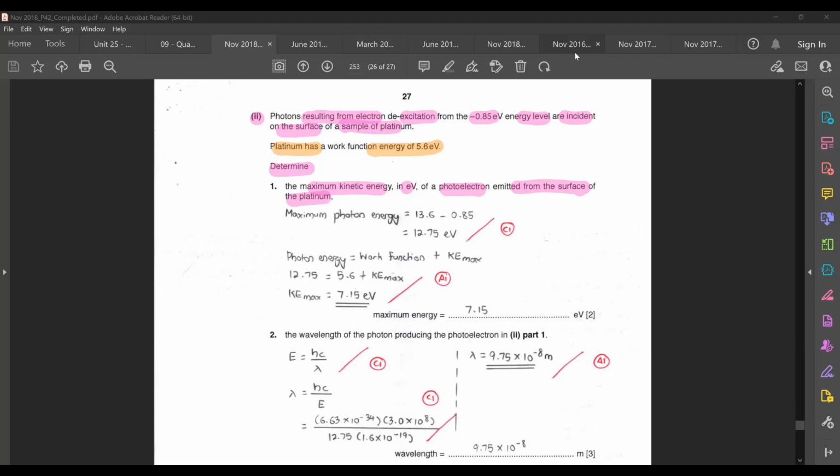So let's imagine right now that you have a platinum surface. This is your platinum. Let me just write it out. This one is your platinum. And then you have the photons coming over from the de-excitation of your electrons from the previous case. So you have all these different photons coming in here, right? Let me just try to write it out.